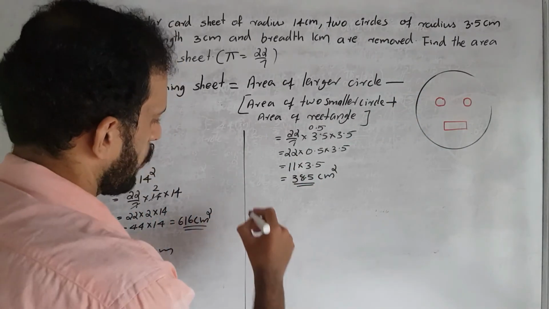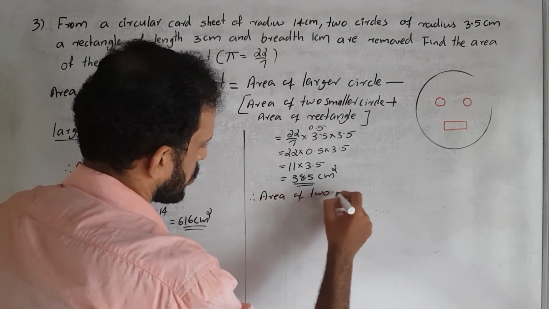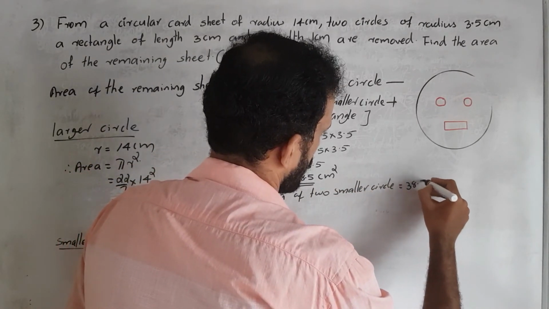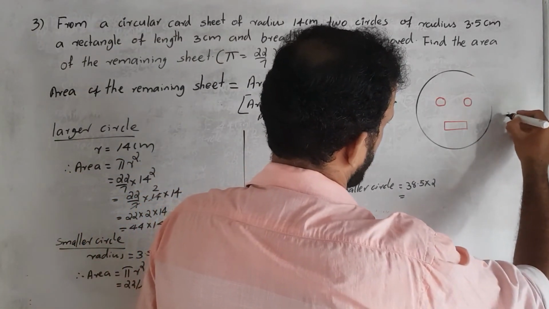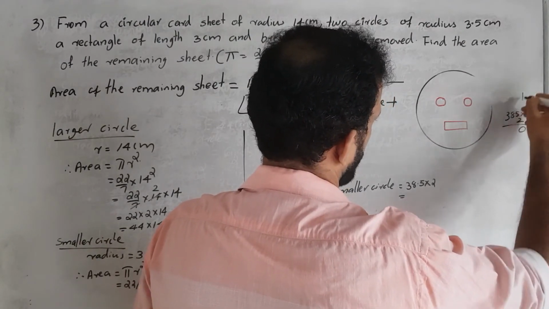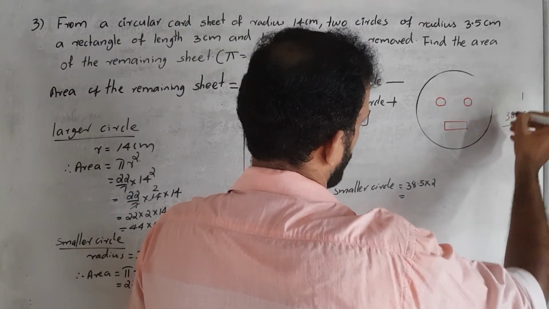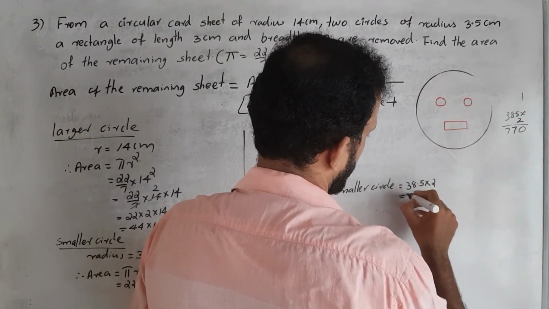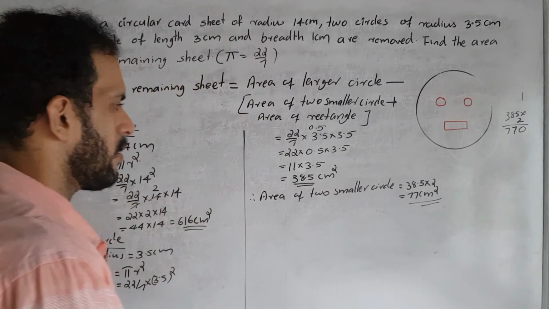Okay. So therefore area of two smaller circles is equal to 38.5 into 2. We multiply 385 into 2. Then 10, 1, 16 plus 1 is 17. Then again 3 into 2 is 6, 6 plus 1 is 7. So we put the decimal point after one digit, it is 77. 77 square centimeter is the area of the two smaller circles.